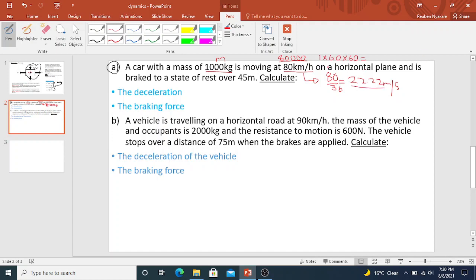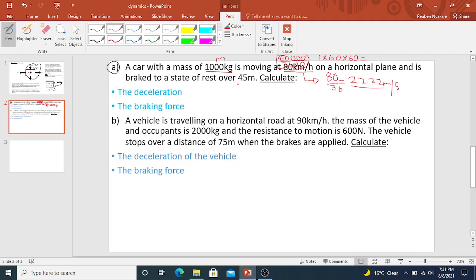Instead of doing all this conversion and saying 80,000 divided by 3,600, because 60 multiplied by 60 will give you 3,600, you can simply say 80 divided by 3.6, then you will still get the correct answer. That's the information that we have.